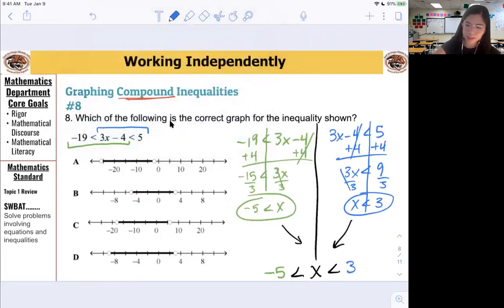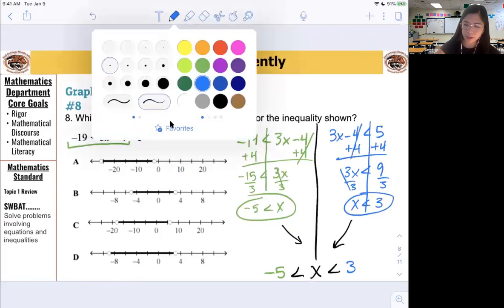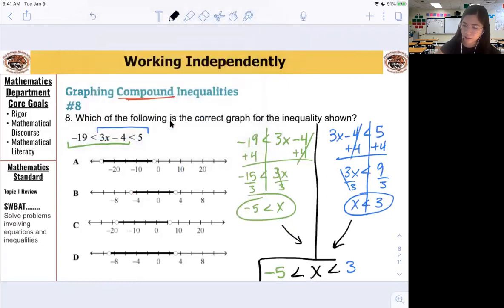So negative 5 is less than x is less than 3. That's my final inequality. And now I look at the possibilities to see which of those is graphing x as being in between negative 5 and positive 3.